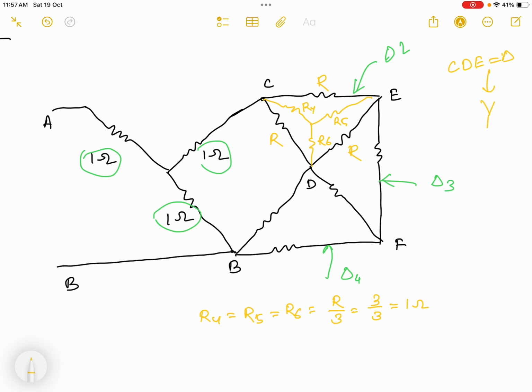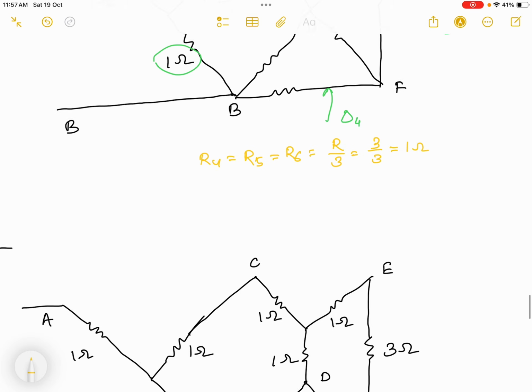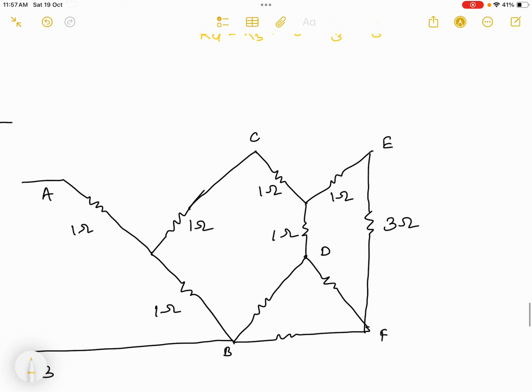So when I convert delta to star, in the next step I will remove all these nodes and, instead of the delta, I will replace the star. So I will go to the next diagram. Now in the next diagram you can see I kept these nodes C, E and D here, and instead of the delta I will replace the star, which has resistance value 1 ohm, 1 ohm and 1 ohm.